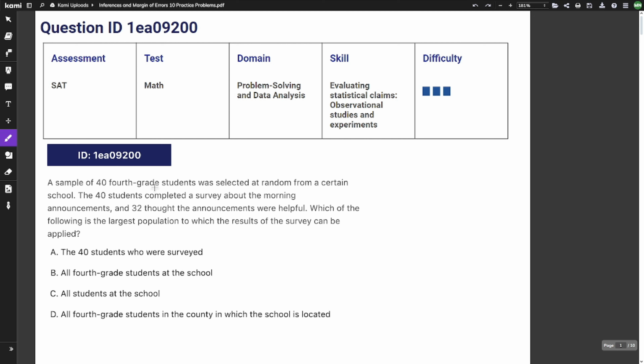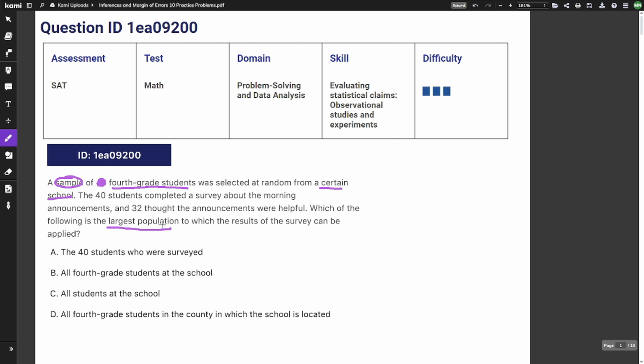Question 1. A sample of 44 grade students was selected at random from a certain school. The 40 students completed a survey about the morning announcements, and 32 thought that the announcements were helpful. Which of the following is the largest population to which the results of the survey can be applied? For these types of questions, you look at the sample, and every single time, just ignore this number. I don't care what the number is. So here, our sample is 4 grade students at a certain school. So that's the largest population to which it can be applied.